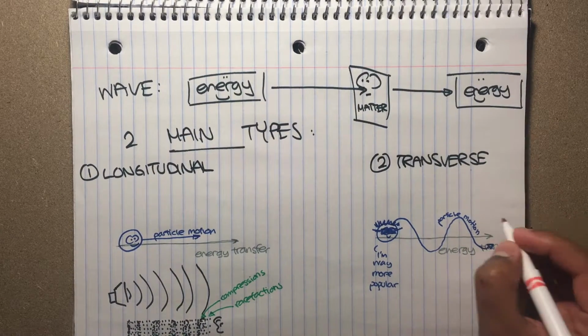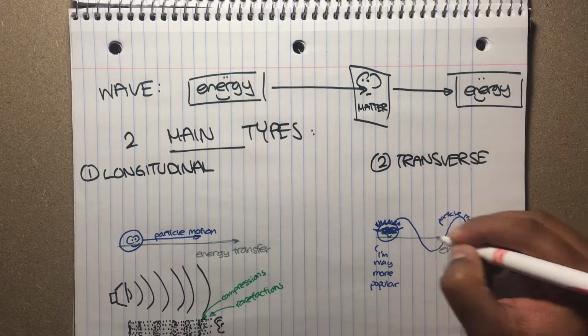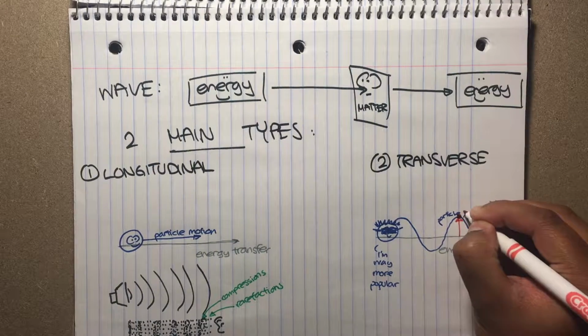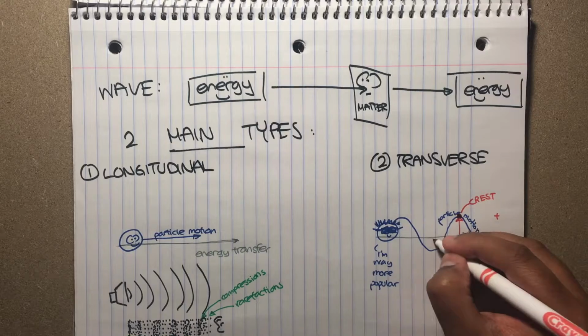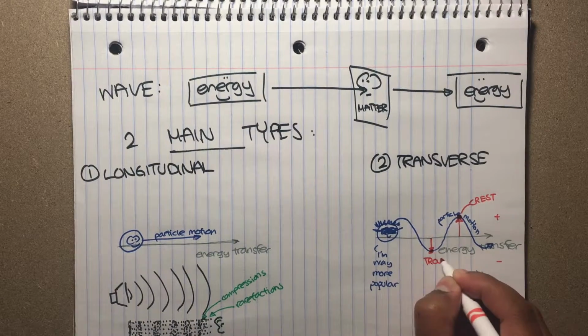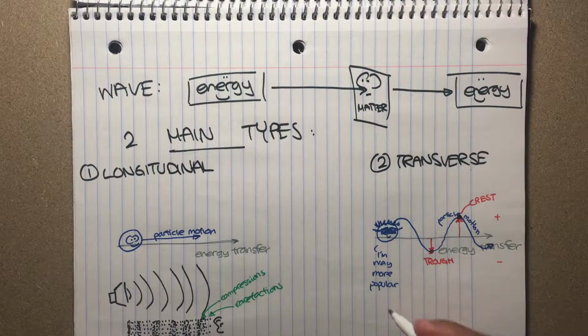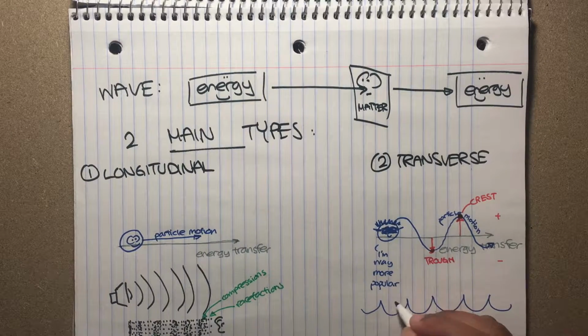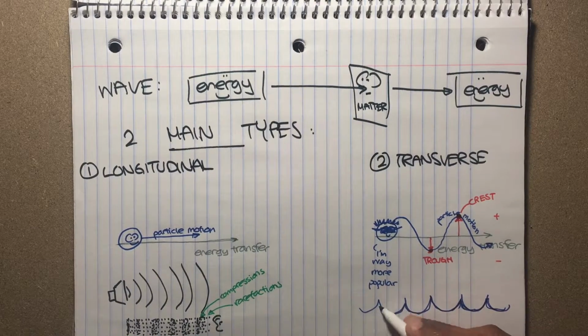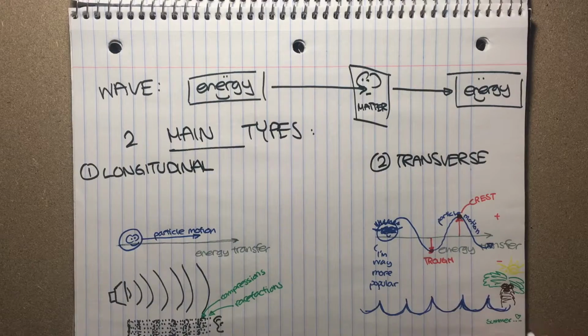In transverse waves, the point where there is the most positive displacement from the mean is called the crest. The point where there is the most negative displacement from the mean is called the trough. An example of a transverse wave is a water wave, where the water goes down and comes back up repeatedly. Before we look at the third type of wave, let's examine the details of a wave first.